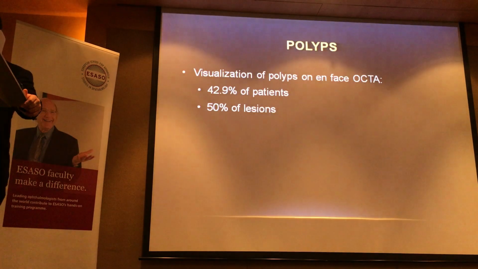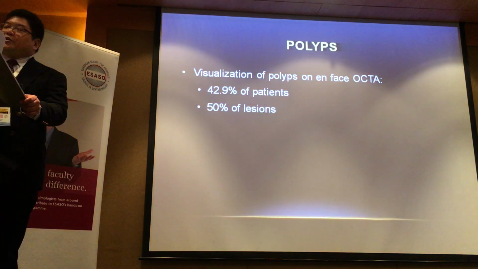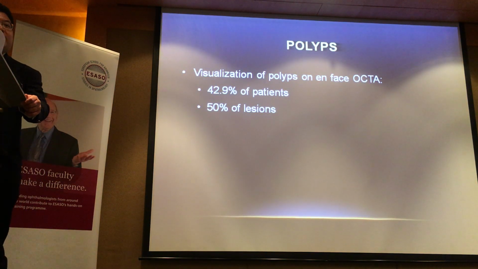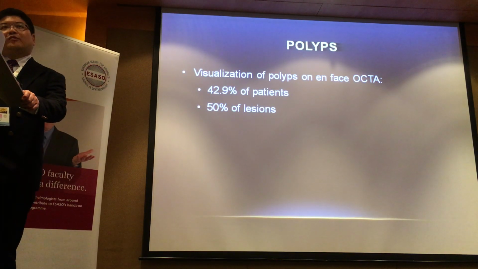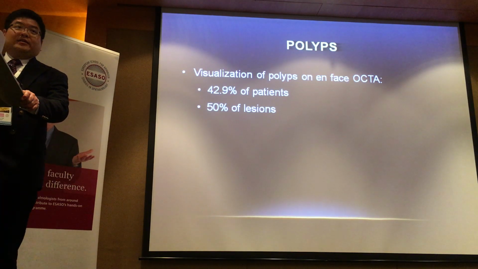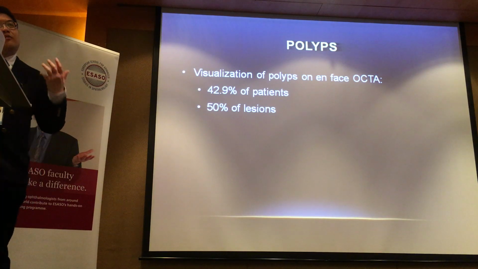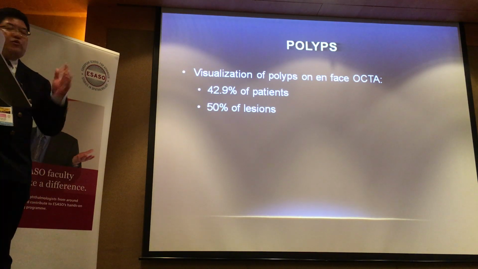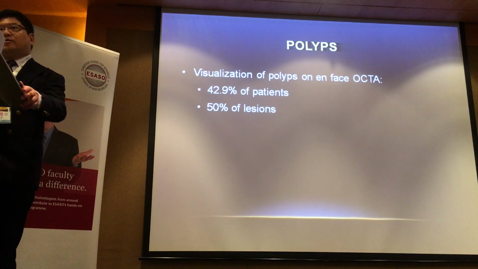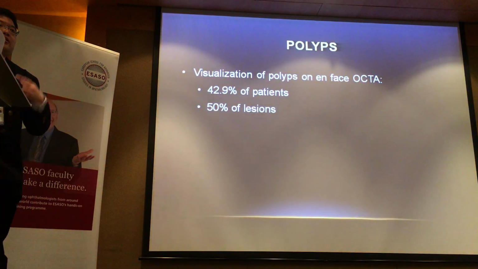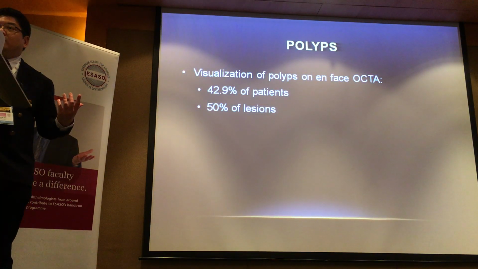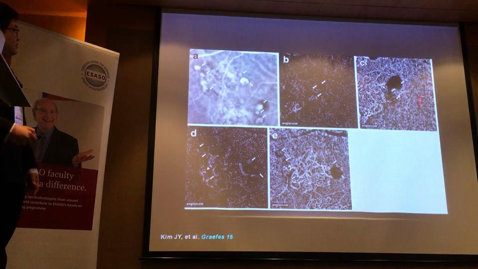Okay. So, as I mentioned, visualization of polyps on OCT-A based on these reports is about 50%. In our series, we found about 70% we could identify the polyps, but that's probably not good enough. Right? So how does this limit us? If you do an OCT-A, you might miss polyps in at least, from my experience, at least 30% of cases. That means you will not be able to confirm that this is PCV.